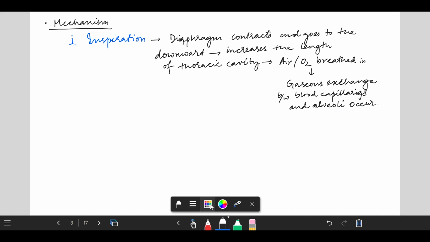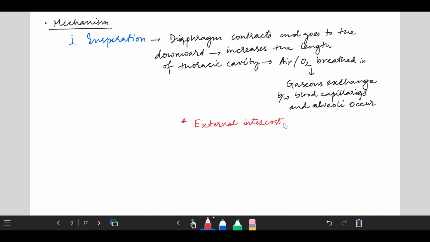Now we will understand the second phase, that is expiration, and you should keep in mind that during the inspiration process, external intercostal muscle contracts to increase the thoracic cavity. So in this inspiration process, external intercostal muscle contracts. You need to keep in mind.